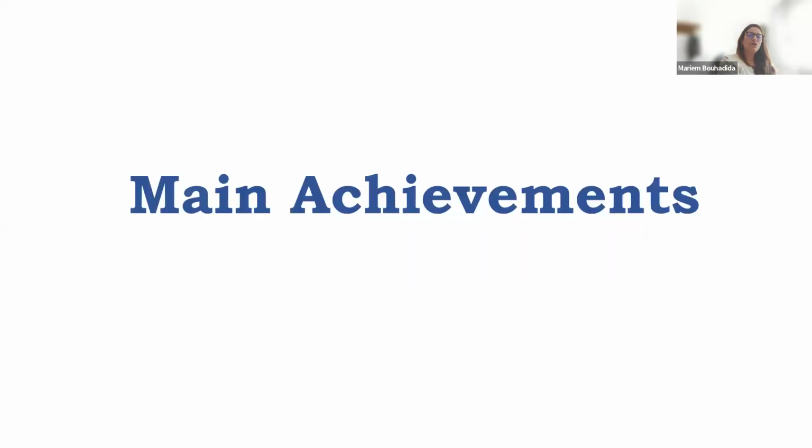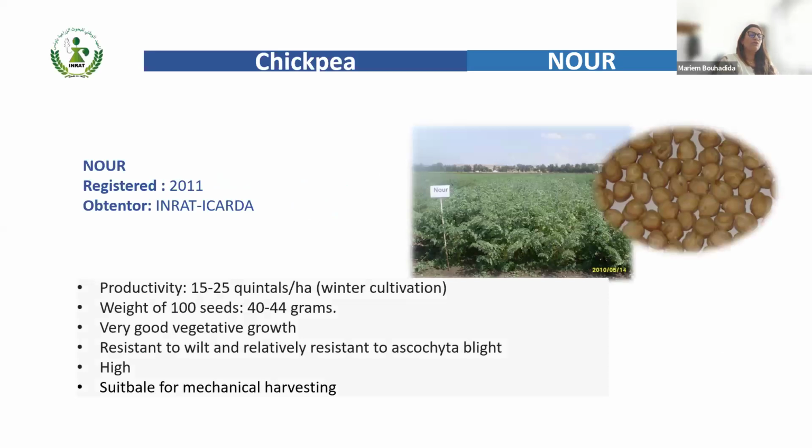Next slide, please. Now I am going to present the main achievements of our breeding program. Next slide. I am going to start with Noor, which has been registered since 2011. This variety was developed earlier, but I would like to mention it as our main achievement because it is the first variety to combine dual disease resistance to Ascochyta blight and Fusarium wilt. It is also the first variety that combines this dual resistance with a large seed size that meets the expectations of the Tunisian consumer. Next slide.